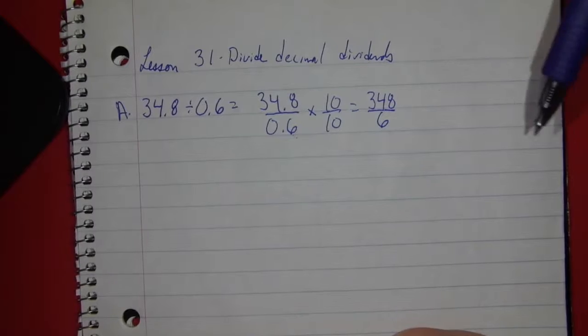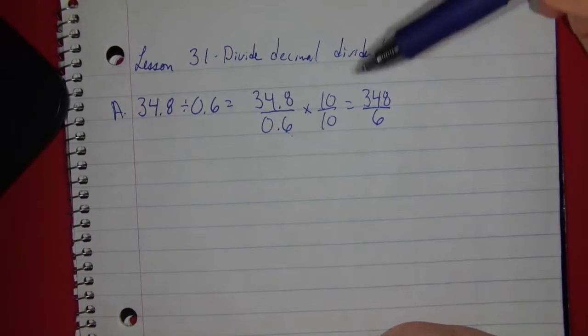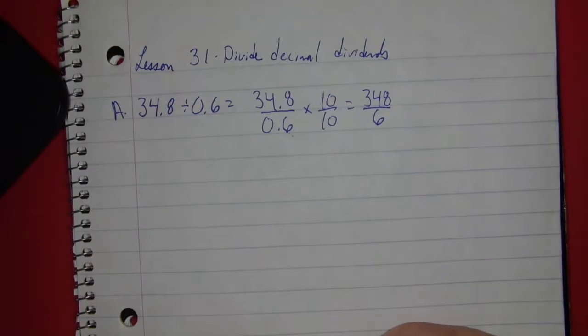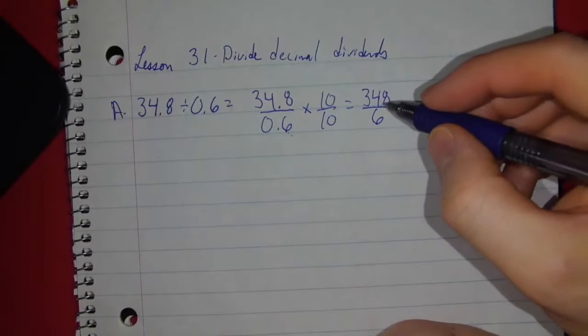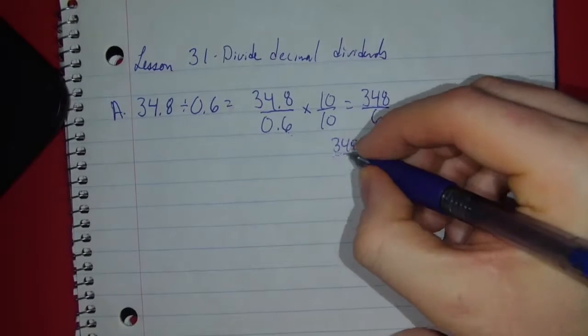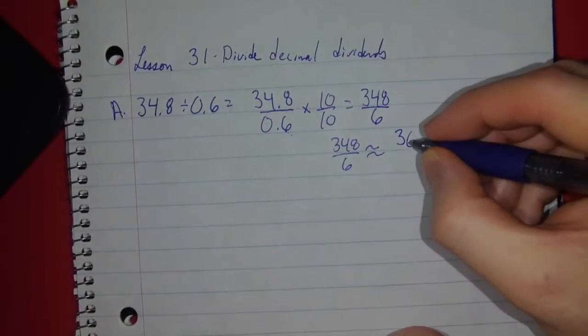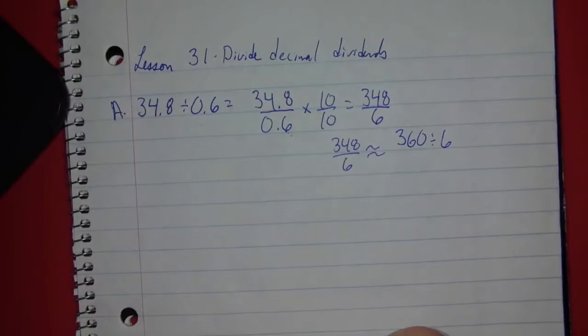So now, though, we have a little bit of a situation here. This isn't really a mental math problem, right? Like, it's not a basic fact like we saw yesterday. So before we divide, I'm going to estimate this. I'm going to say 348 divided by 6. It's about the same as 360 divided by 6.